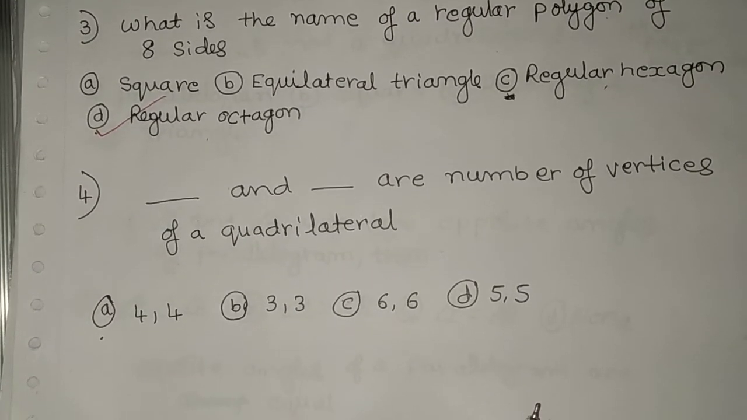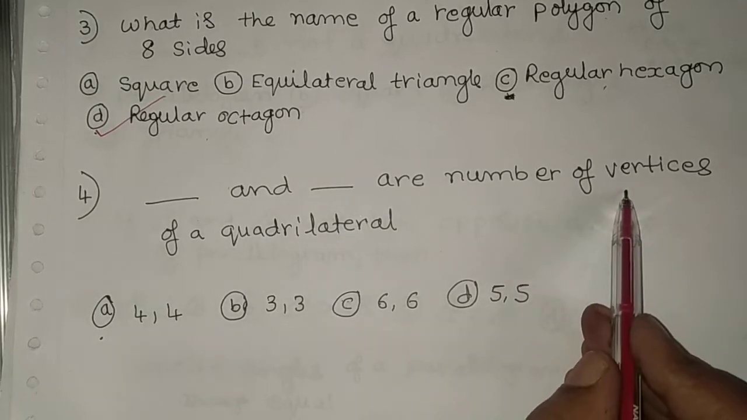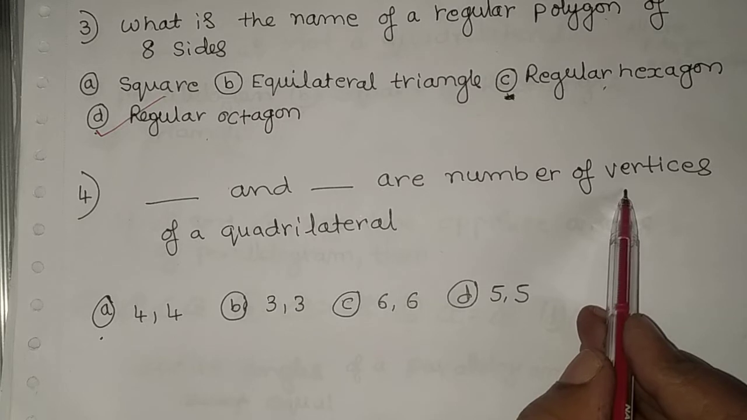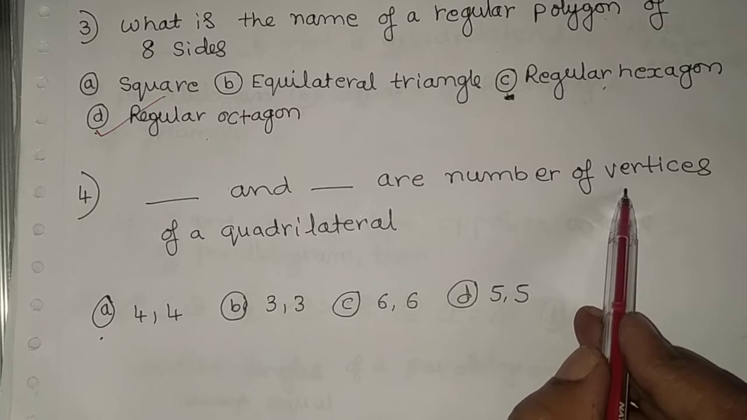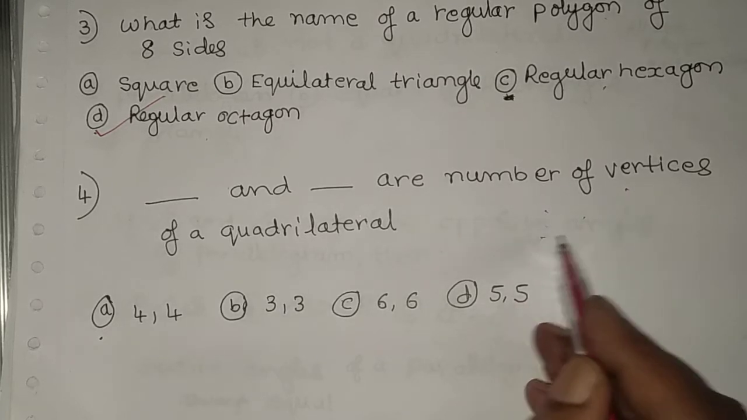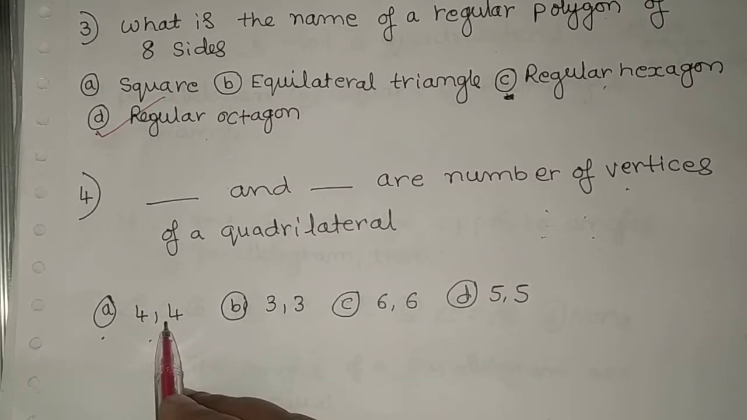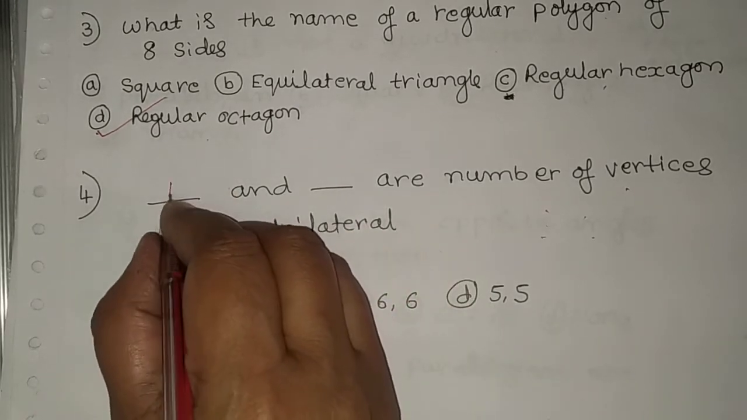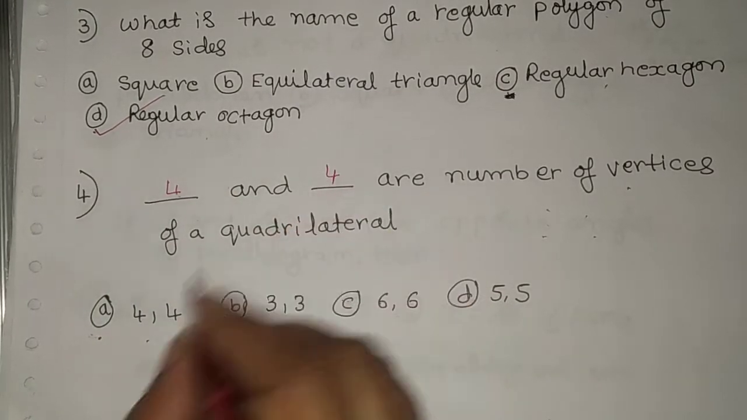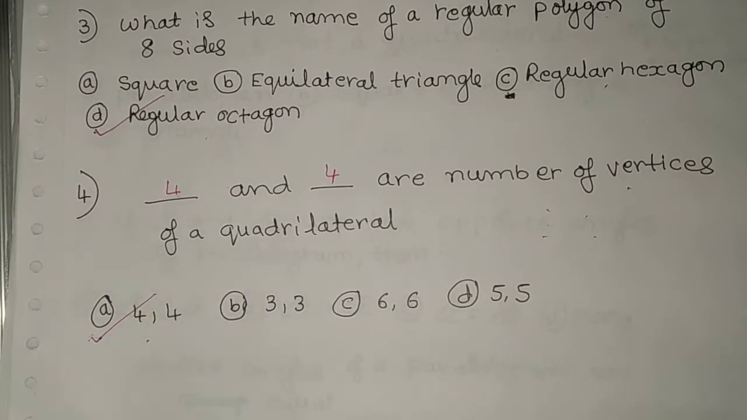So next we move on to the fourth question. In the fourth question, dash and dash are the number of vertices of a quadrilateral. So what does a quadrilateral mean? It will have 4 sides, 1, 2, 3, 4. So a quadrilateral with 4 sides will have 4 vertices. So we have to fill here 4 and 4, or option A we have to take as correct.